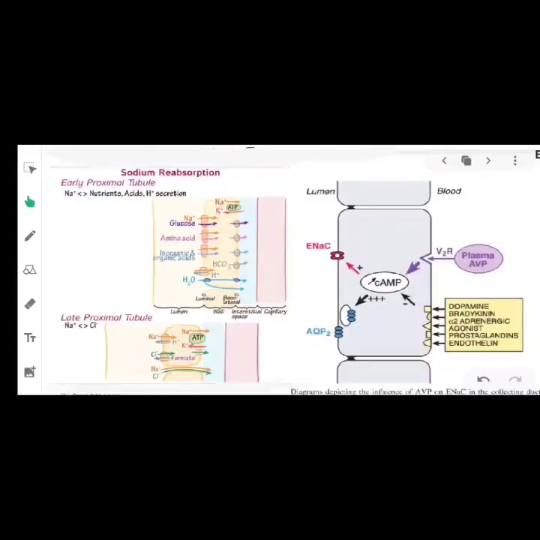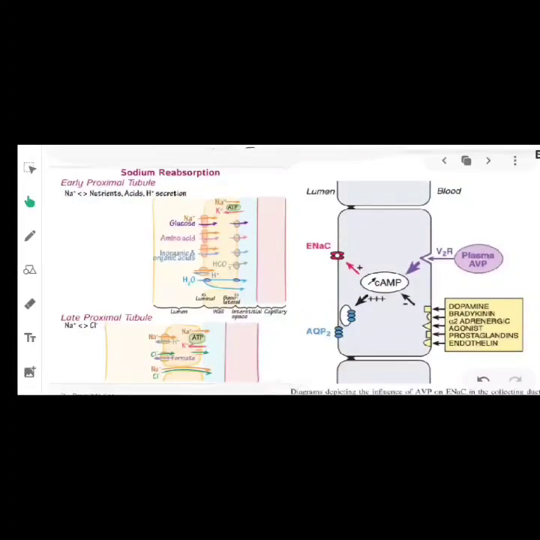And how does it activate, how does it increase the permeability of the tubule for water? It activates the aquaporin, which forms the water channel. What is aquaporin? Aquaporins are membrane proteins which function as water channels.